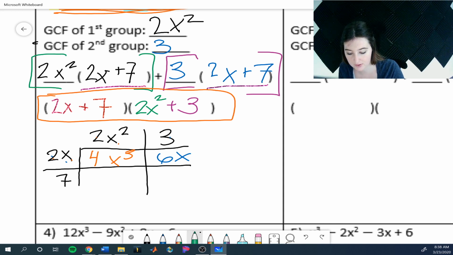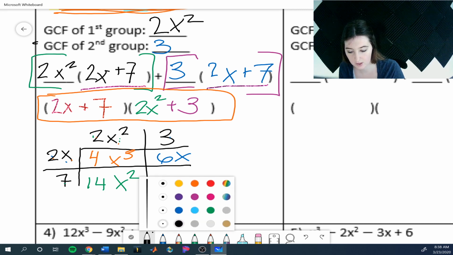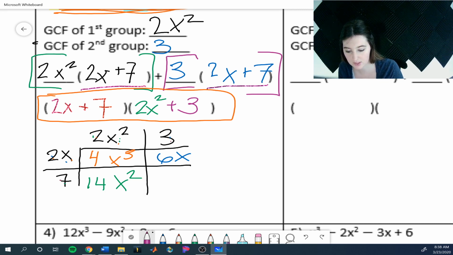Now I'm going to move on to the bottom here. 7 times 2, 14. I have just an x squared left over. And last, I have 7 times 3, which is 21.